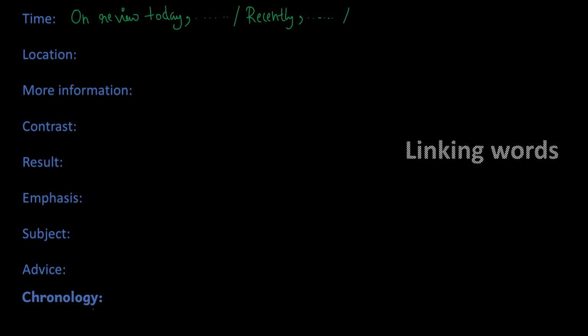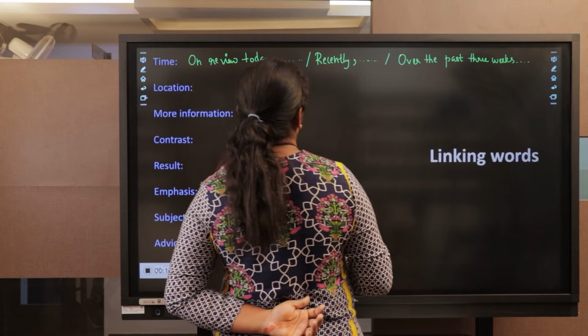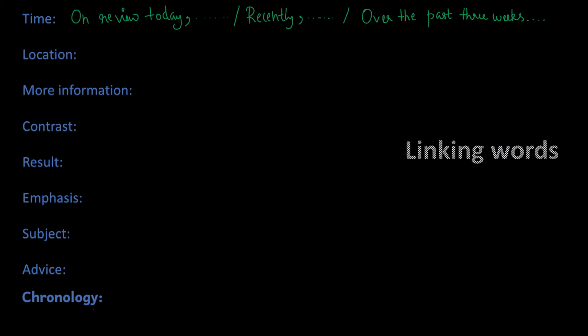Now if I write it as over the past 3 weeks, then again this denotes time because I am saying exactly when this happened or when this was first noticed. So these are certain linking words that will help you denote time. Or of course you can also mention the date, which is another possibility.